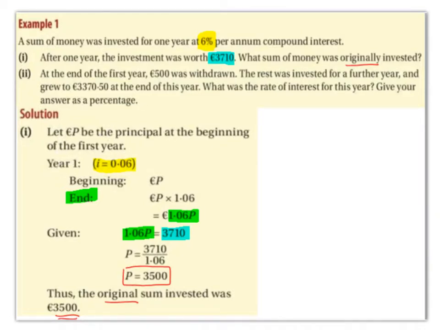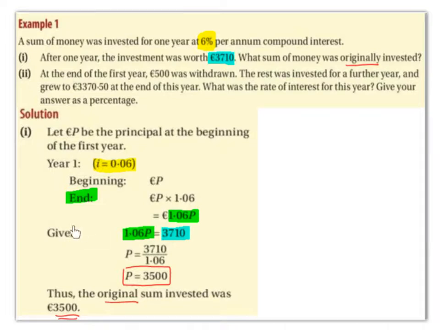So for year 1, I, the interest rate, is 0.06. We got that from here, 6%, 0.06. So at the beginning, we just have the principal amount, which we do not know. At the end, we have the principal amount multiplied by 1.06. This is 1 plus 0.06, which is 1.06. This gives us 1.06P euro.